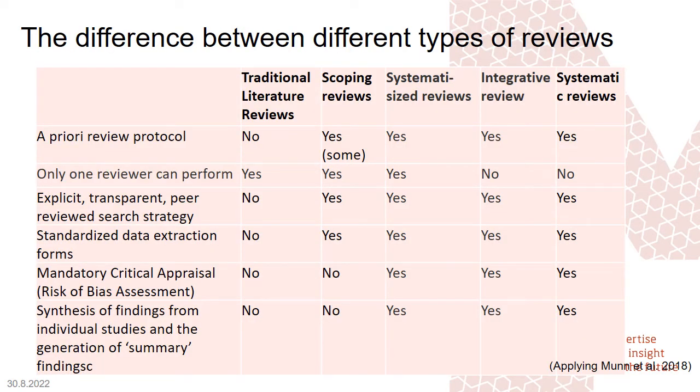Here are the main differences between different types of reviews. A review protocol is needed in all but traditional narrative types of reviews. Only one reviewer can perform scoping and systematized reviews, or of course traditional narrative reviews.